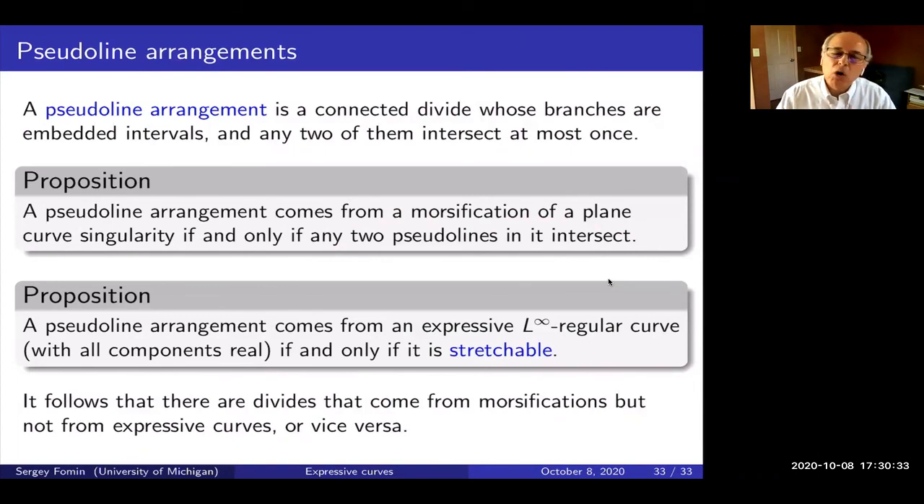And so what this shows is that maybe there is some master theory which sits on top of these two theories, the local theory of morsifications and the global theory of expressive curves, which somehow encompasses both of these. And I am not sure what that could be, but it seems natural to me that such a theory must exist. And that's all I have to say today.